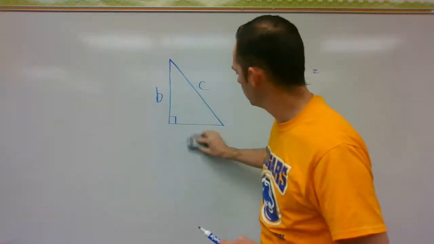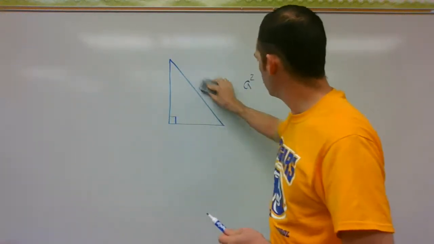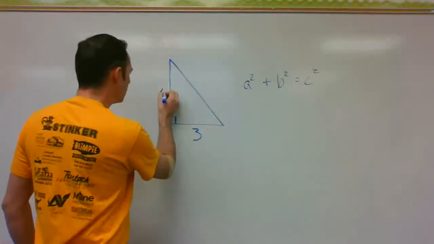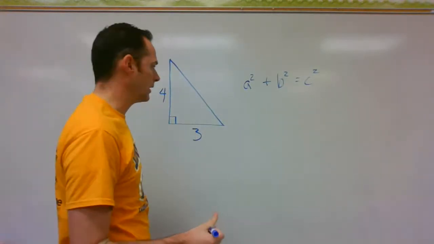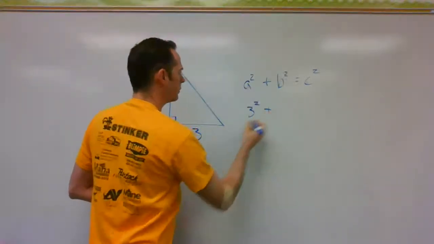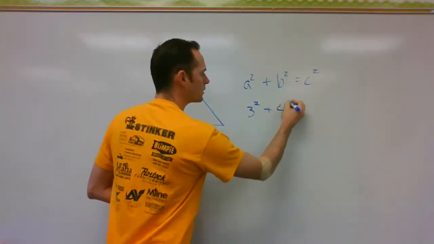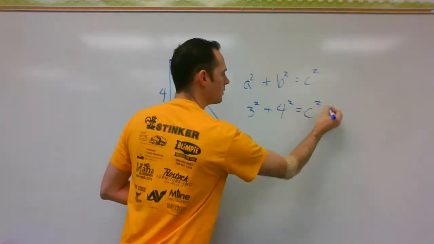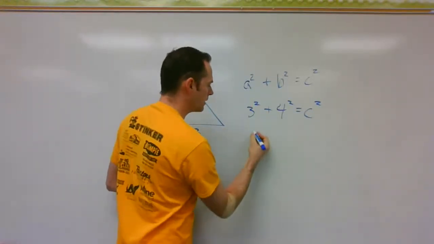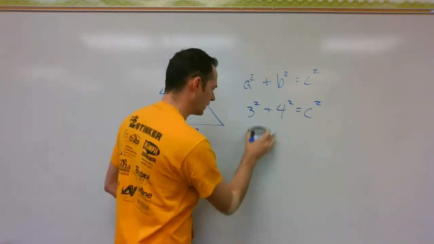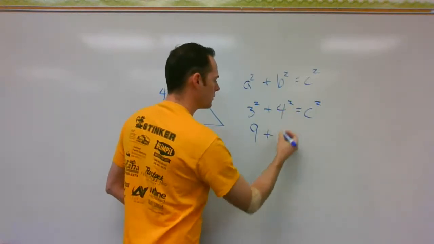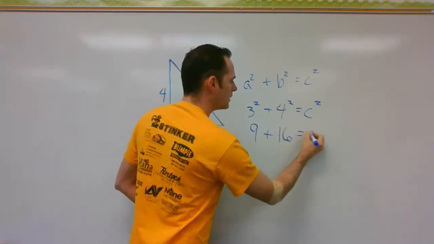Practical application. What we'll do is something like 3 and 4, and we want to find out what this side is. So a is going to be 3 squared plus 4 squared for b squared equals c squared. And then we're just going to solve for c. So 3 squared is 9. Let's make that a little better. 9 plus 4 squared is 16 equals c squared.